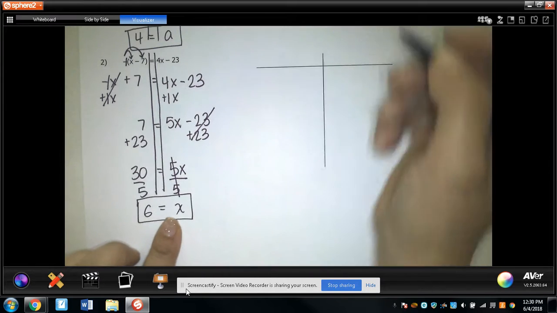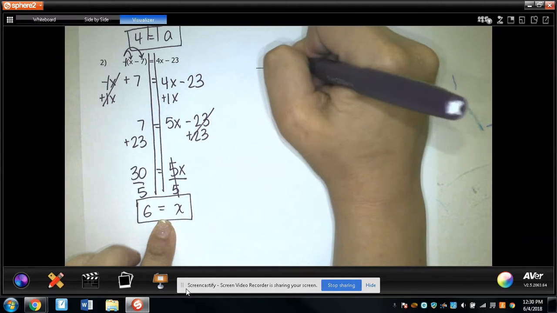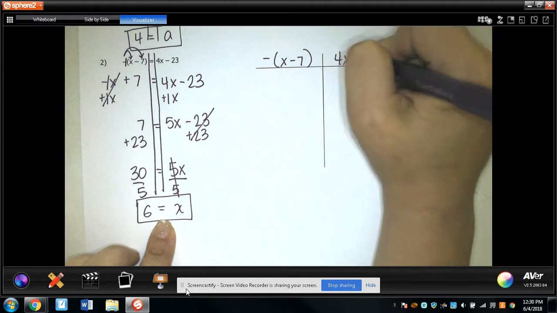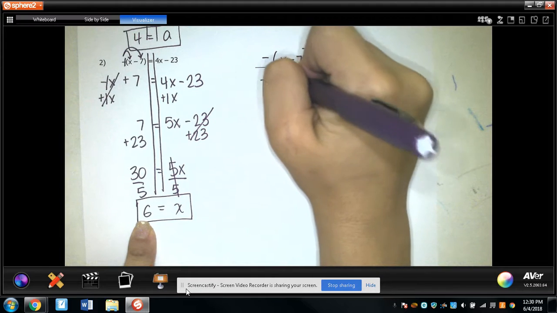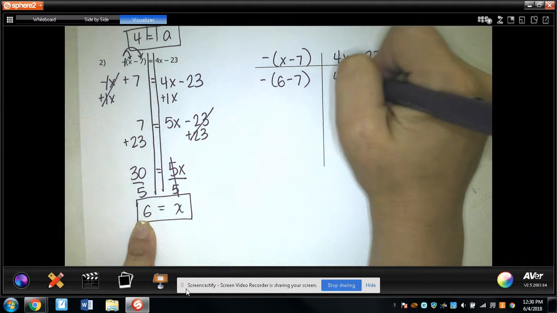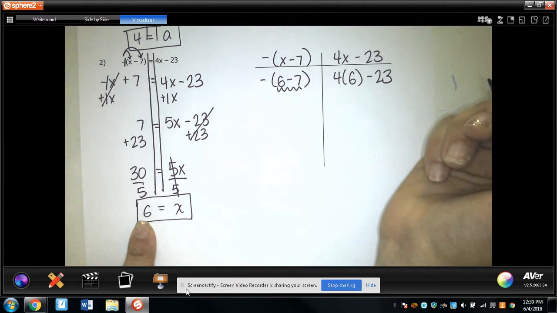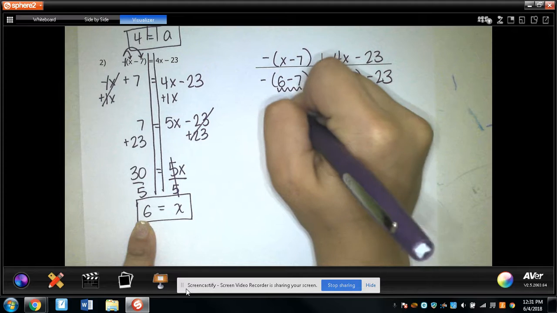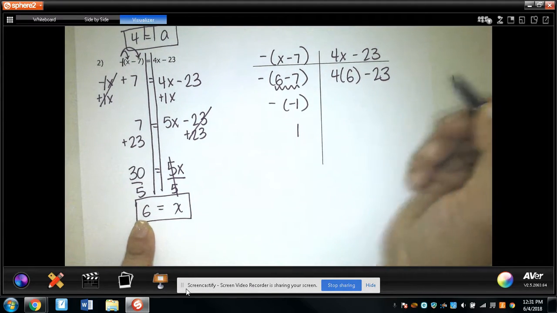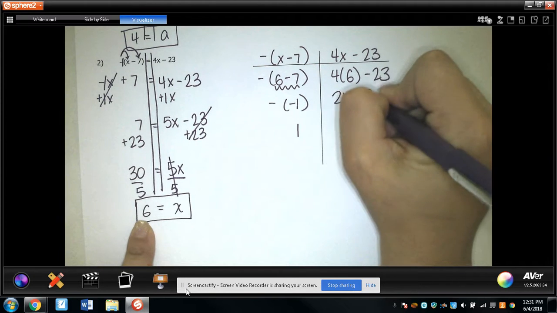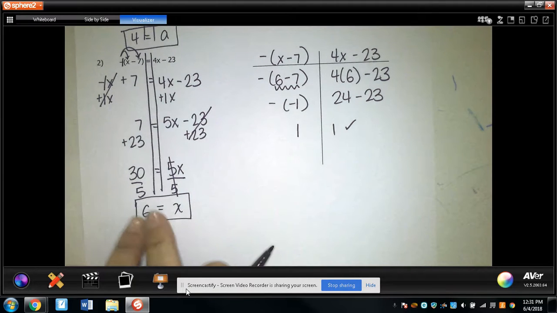So to check if my answer, 6, is correct, I'm going to write my equation on my check. And every time that I see x, I'm going to plug in 6. So negative 6 minus 7, 4 times 6 minus 23. Now I'm going to solve using order of operations. 6 minus 7 is negative 1. So this is negative, negative 1, and a negative is a positive. So that's a 1. This is 24 minus 23, and I also get 1. Since I have the same value on either side of my check, I know that my answer is correct.